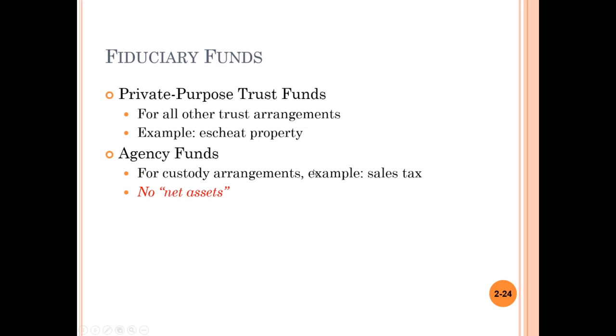The last of the fiduciary funds is the agency trust funds. Those are best seen as an example here is sales tax, but also like the child support agency, where the full responsibility is to take funds from one source and give those same funds to another source. So the balance sheet equation is actually different for this one. It only has two parts. Assets equals liabilities. There are no net assets.